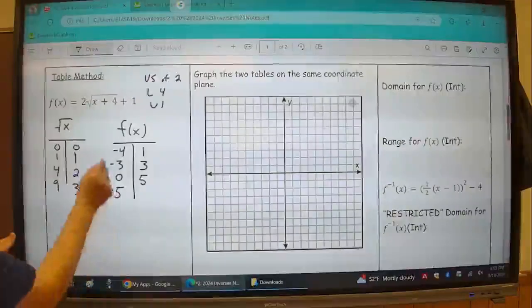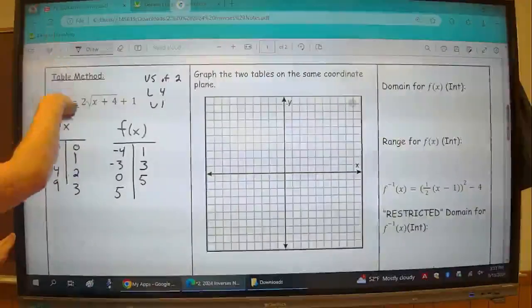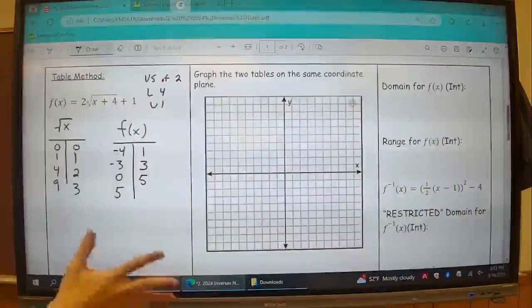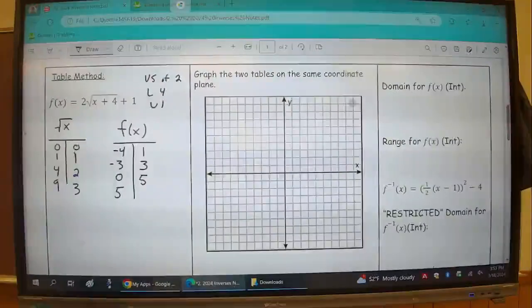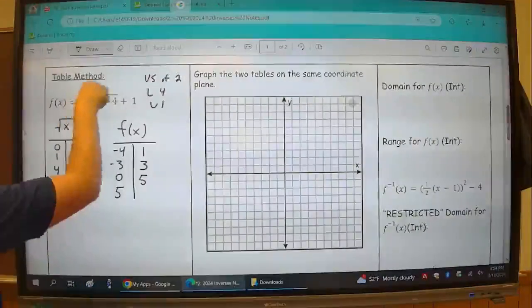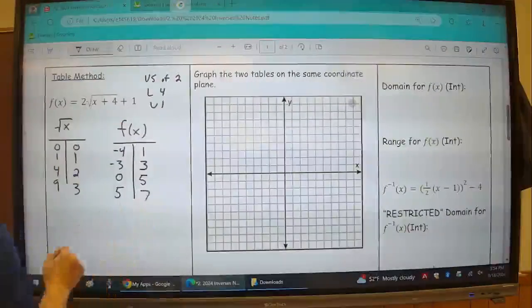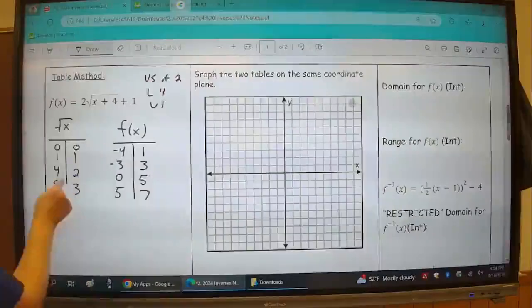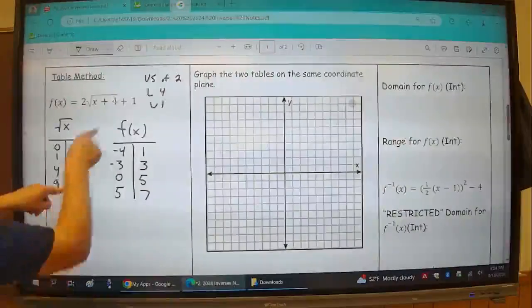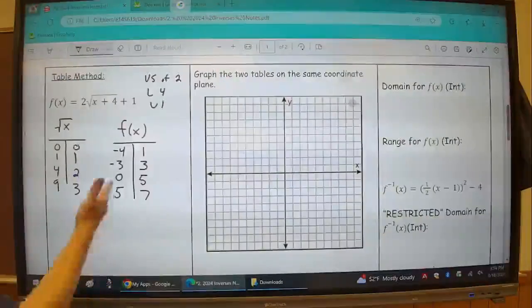Or I could have said, hey, plug in 0. 0 plus 4 is 4, square root of 4 is 2, 2 times 2 is 4, 4 plus 1 is 5. Both ways work. I take this 5, I plug it in. 5 plus 4 is 9. The square root of 9 is 3. 2 times 3 is 6. 6 plus 1 is 7. Or I could have said, hey, that old 3 I had before, that old 3 gets doubled. Now it's 6. 6 plus 1, now it's 7. Both ways work.